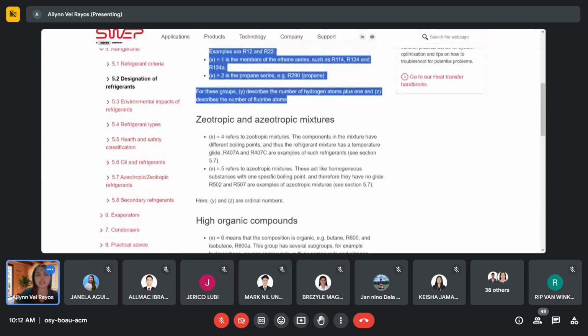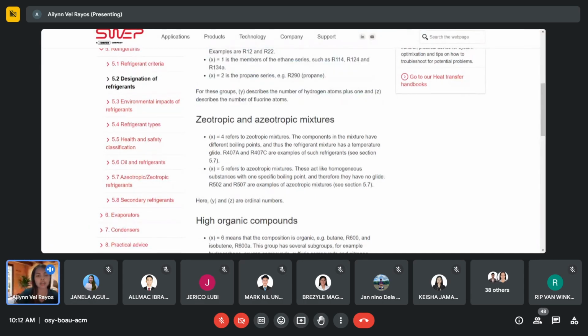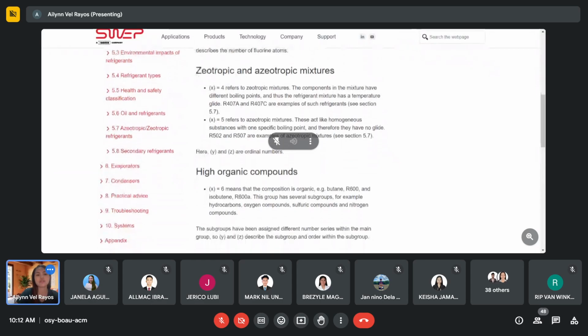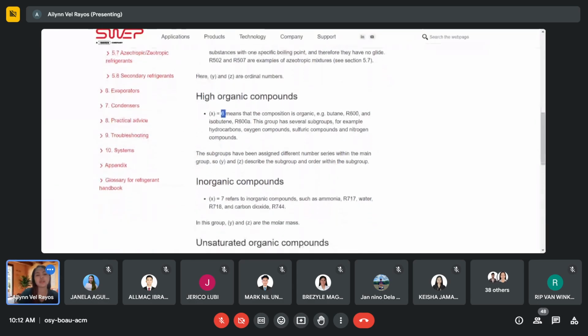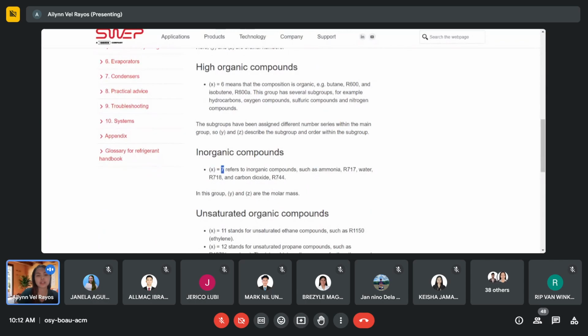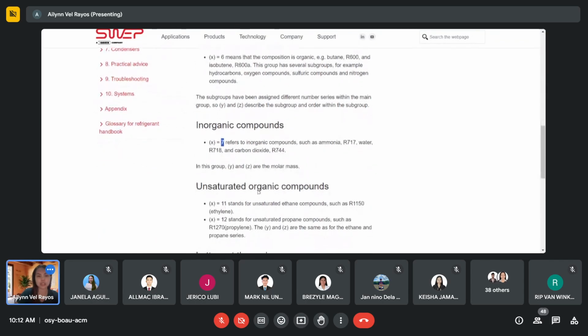That is the 400 series for zeotropic, and the 500 series for azeotropic. So if you see a refrigerant with 4 as the first digit, that is a zeotropic mixture. If 5 is first, it is an azeotropic mixture. For hydrocarbon organic compounds, the addition is 6 at the front, like R600. For inorganic, 7 is at the front, like ammonia, water, and carbon dioxide.